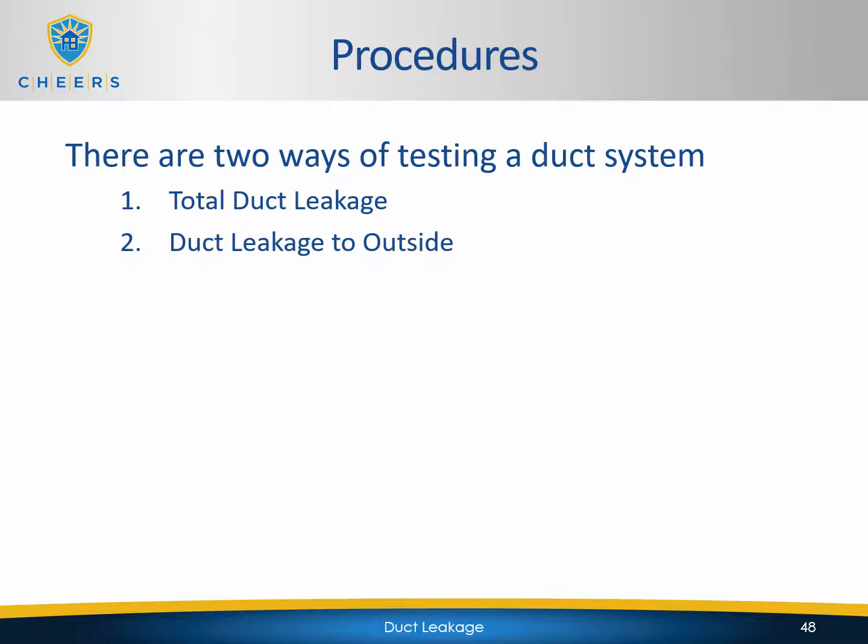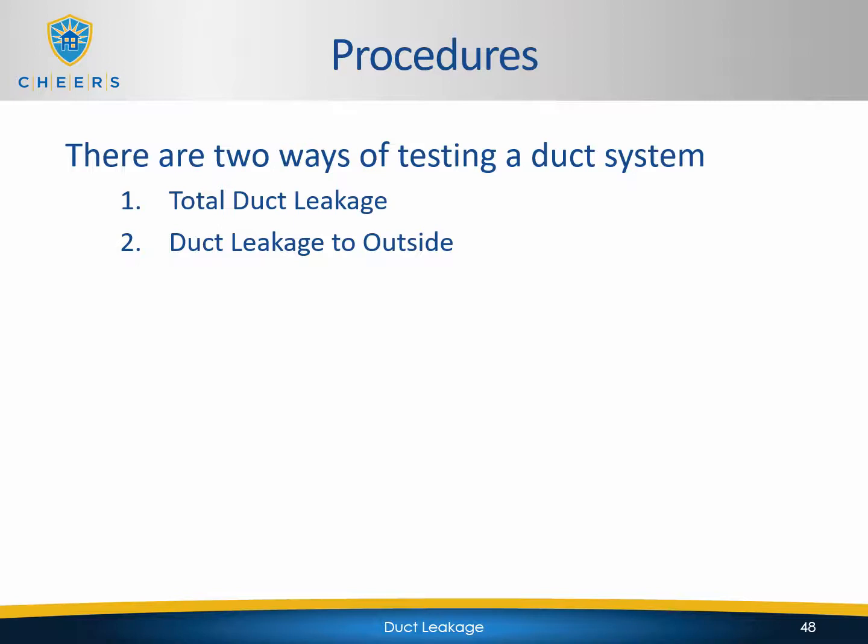So as you can see based on that list, there are two methods that you can use to test a duct system. There's the total duct leakage, and there's the duct leakage to the outside. The total duct leakage is going to be represented as a percentage of some value, which is going to be the nominal airflow.